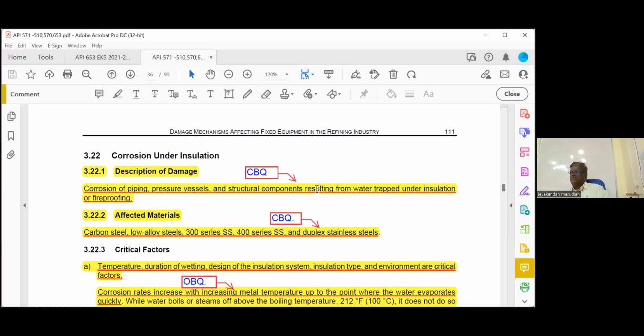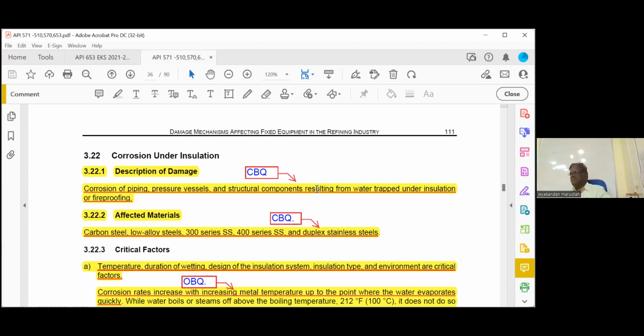How to prevent it? So tell me how to prevent CUI. We have to eliminate one by one. First thing, we should use an insulation which will not get wet, which will not absorb moisture. Absorbing moisture is called wicking action. Wicking. So there are special insulations, closed cell foam glass insulation.